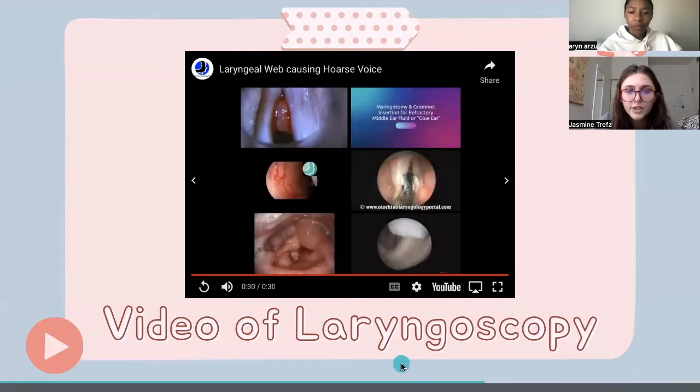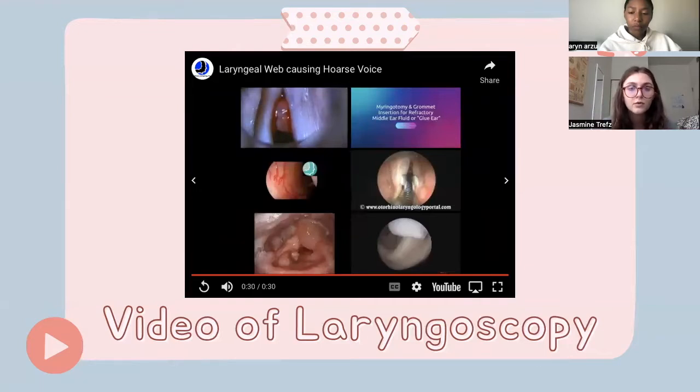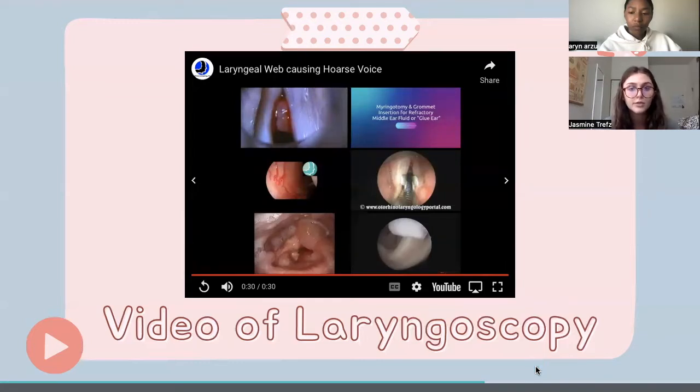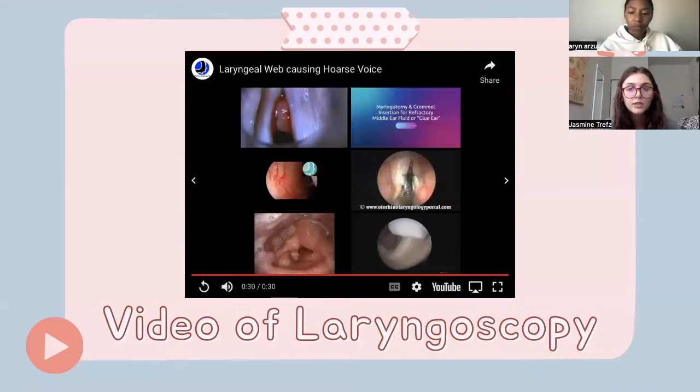So here the clinician had the patient say the sound E, where it requires the vocal fold vibration to have a strong airway supply to blow open the vocal folds, as well as the elastic feature of the vocal folds so that they have a good vibratory quality. And as you can see, there was little to no vibratory quality of the vocal folds.